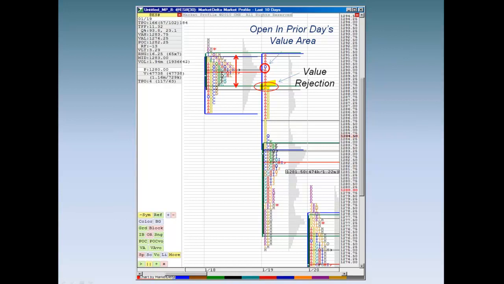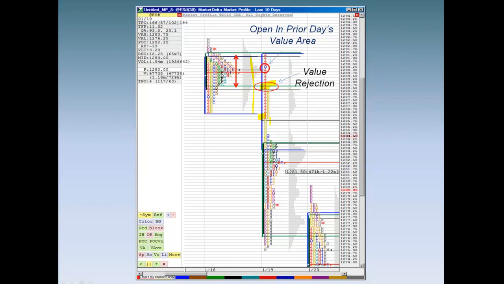The price moves all the way down outside the entire range of the prior day in period A. This is another strong indication that there is rejection of the prior day's value area. Now let's take a look at what happens during period B. And period B drops even lower than period A.